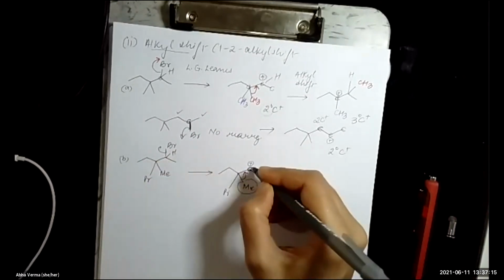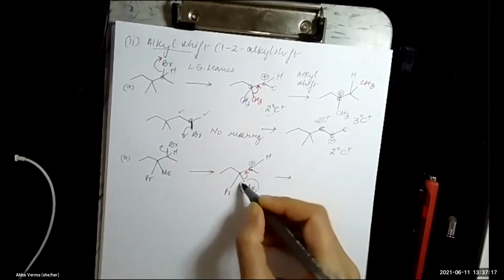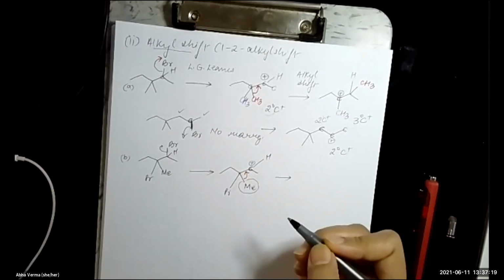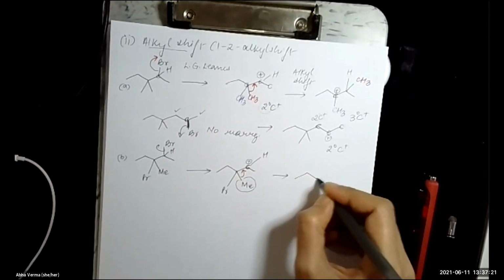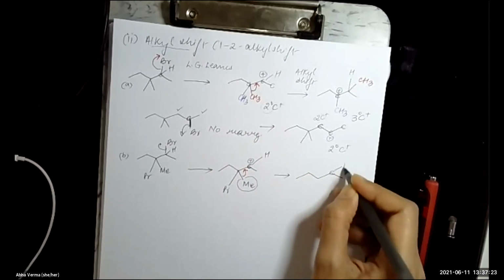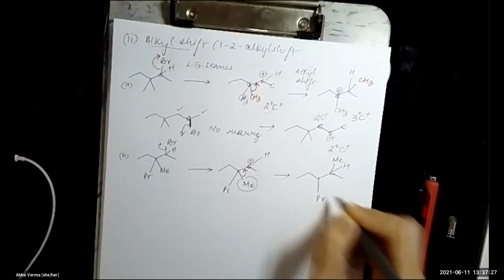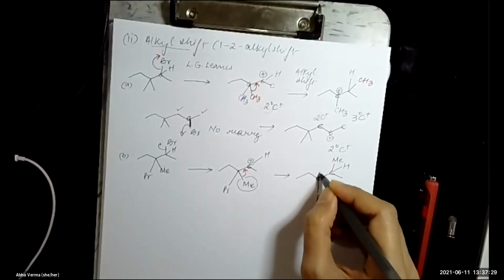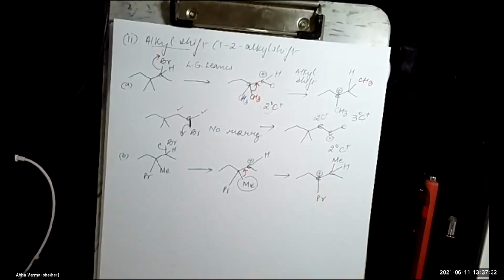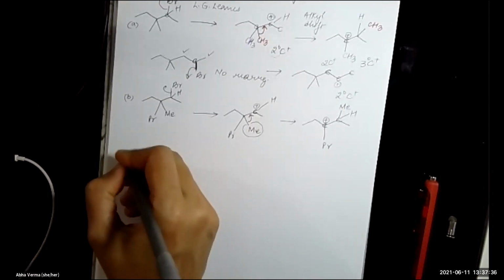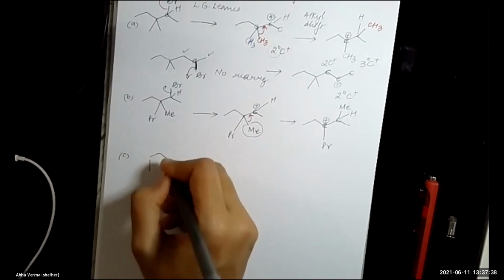And remember, I'm not drawing it here, but the hydrogen is still there. So this alkyl shift occurs. The carbon gets the hydrogen and the methyl. The propyl stays where it was, and this new carbocation is formed. Any questions so far?